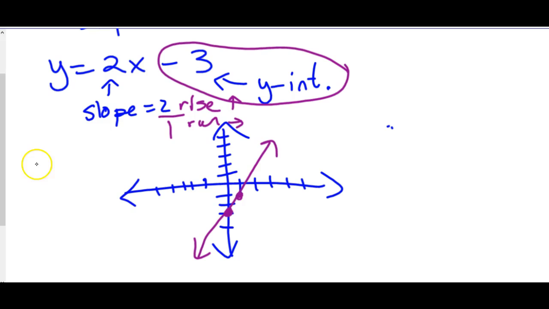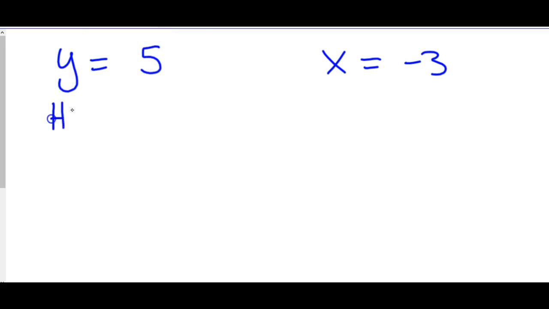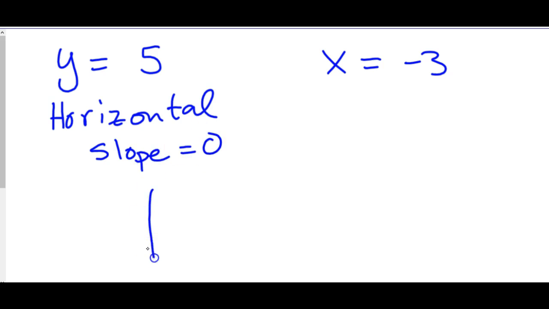With this slope-intercept format, there are 2 special kinds we should talk about. There's one where it's just y equals a number, or another where it's just x equals a number. These are special, and you need to have these memorized. When you have y equals any number, I picked 5, but it could have been 3 or 2 or -100, it doesn't matter. This will always be a horizontal line, and it will always have a slope equal to 0. So if we were to graph it, we just have a horizontal line at +5.